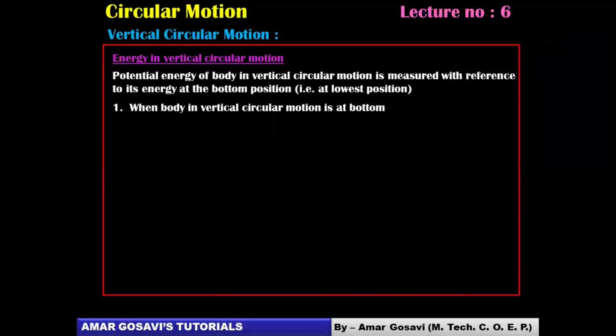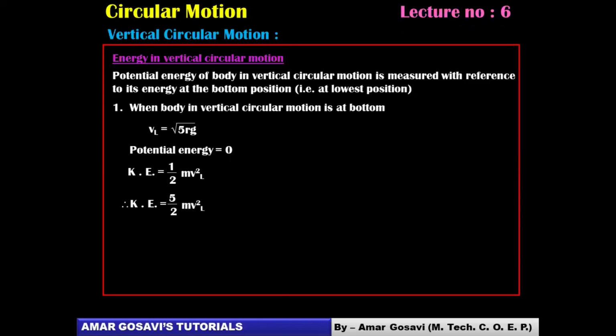So when the body in the vertical circular motion is at bottom, we all know the speed is root 5 rg. Potential energy is 0. So what can be total energy? Potential energy plus kinetic energy. So kinetic energy can be worked out as half m vL square. Put the value of vL as root 5 rg, square it. So kinetic energy will be 5 by 2. When you substitute this, then only this 5 term will come.